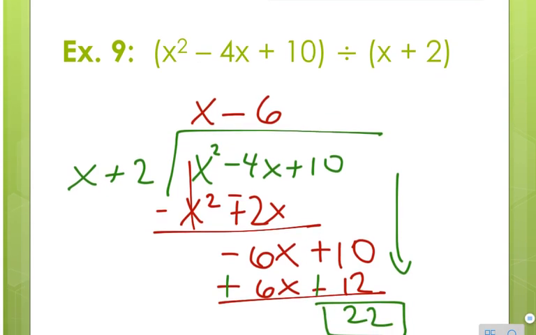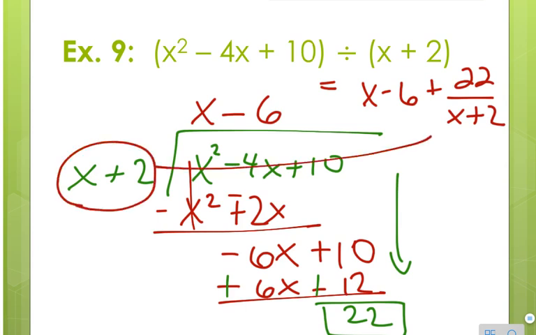So the way that I write that is I'm going to write my quotient as x minus 6 plus 22 divided by x plus 2. So you take this number and that's going to go right there. And so that would be my quotient. Now, it doesn't look very pretty, but that's the way you can write that. X plus 2 then is not a factor. X minus 6 is not a factor because there is a remainder. So there may be other factors, but those are two that are not.